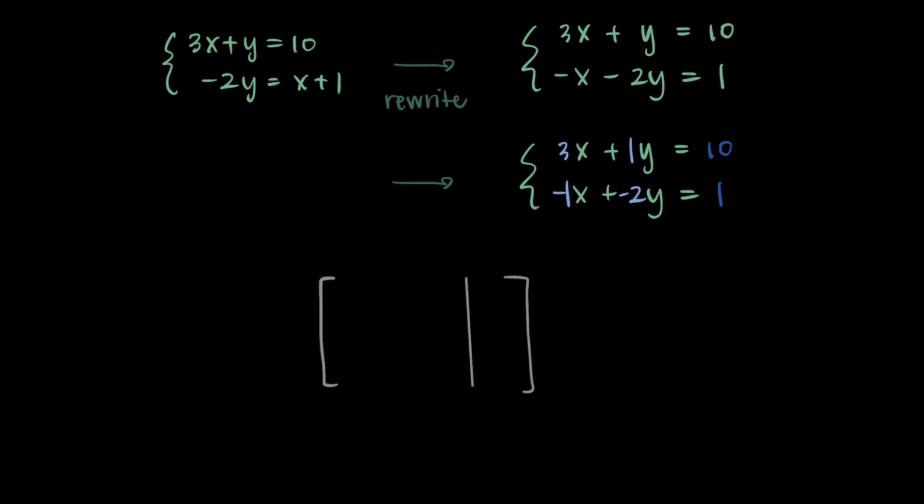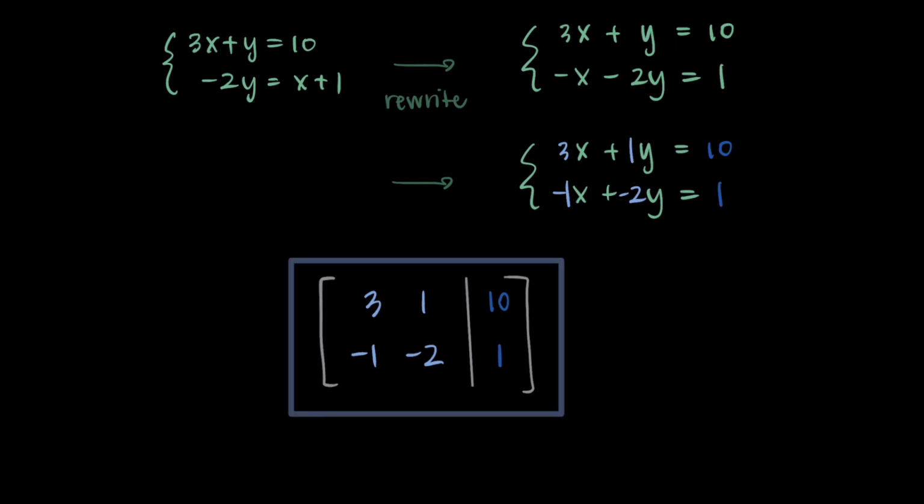So the first equation is a 3, 1, and then a 10, and the second equation is a negative 1, negative 2, and a 1. And there we go. That's the whole thing. So we took the system, put the x and the y's on one side, the constants on the other, and then we just wrote down the coefficients properly.